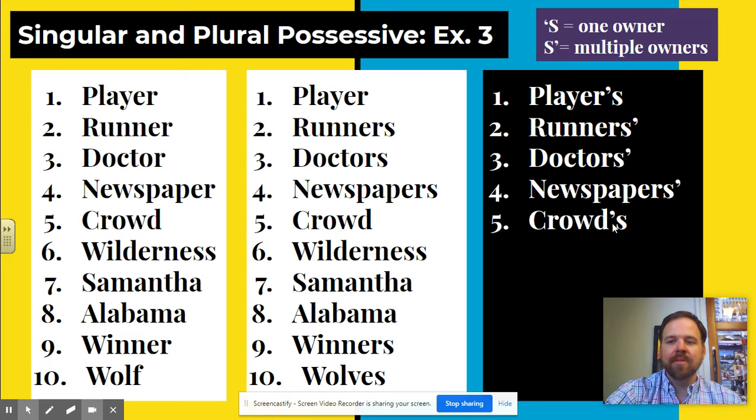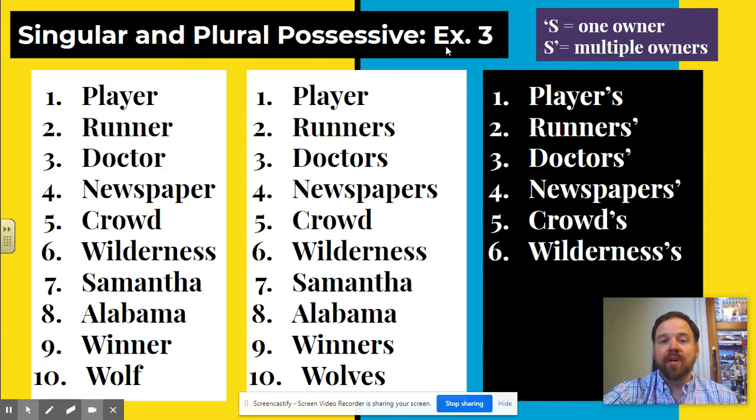clapping, like the crowd's clapping was loud. So it's the singular crowd. It's one crowd, but they're the ownership altogether. So that one's kind of tricky, but that's how those work. This is probably the trickiest one on here.